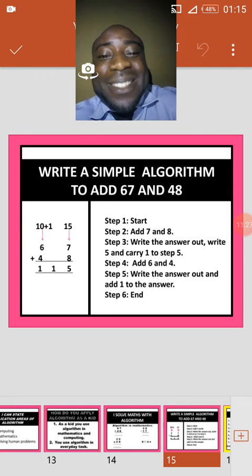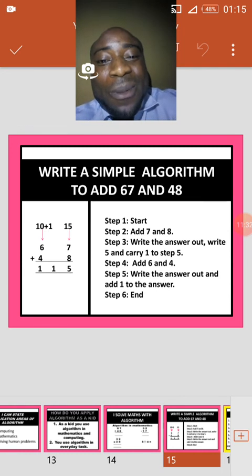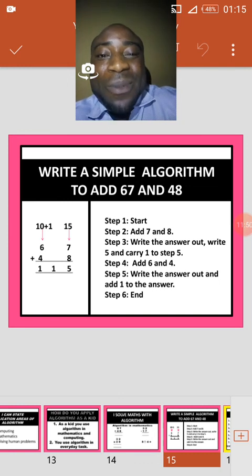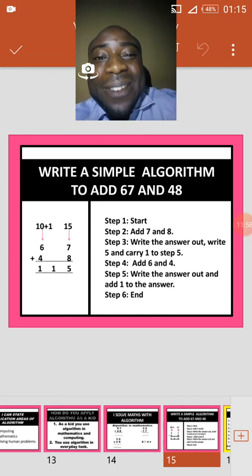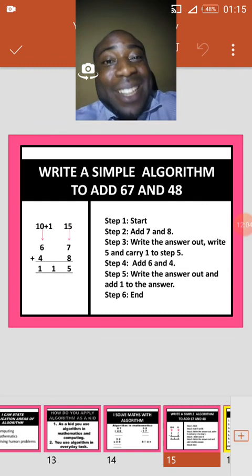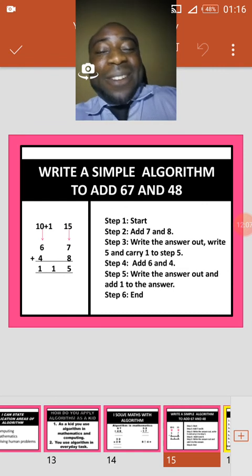So let's start. If you have to add 67 and 48, what you will do is write it like the left side of the board. You put 67 up and 48 down. Then you add 7 plus 8, which the answer is 15. Then you write 5, you carry 1. Then you add 6 plus 4, which is 10. Then you add the 1 you carry, which is 1 plus 10. And the answer will now give you 115.